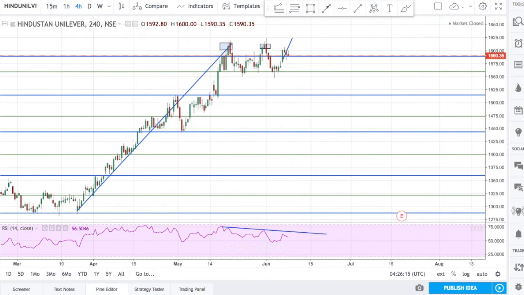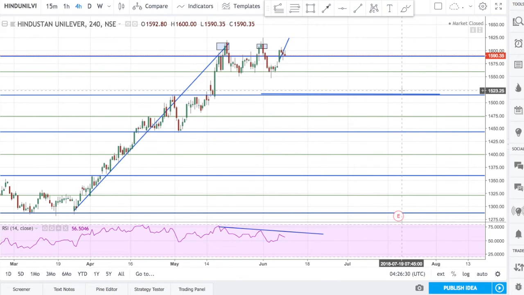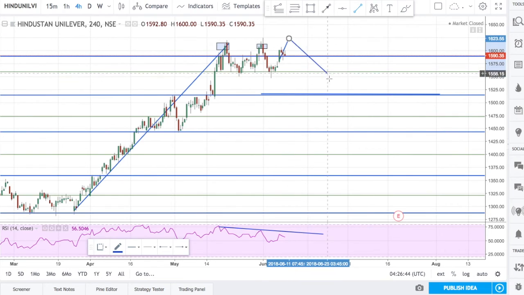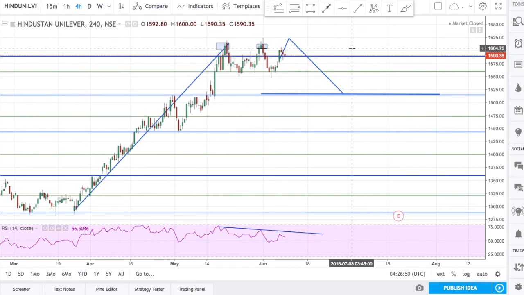Once we have a convincing lower low closing, we can place a trade for this as our target. Or in short, once we have the setup complete and a convincing lower low following the setup, we can expect the prices to push down into this level of support. Okay, so that's it on Hindustan Unilever.